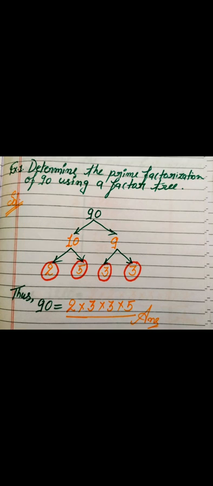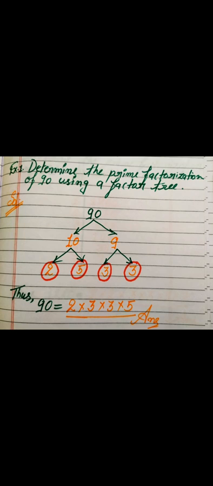Now as I have taken 10 and 9, both are composite numbers, so we will again split these. This 10 will split into 2 and 5, as 2 fives are 10, and this 9 will split into 3 and 3, as 3 threes are 9. Now as we can see, 2, 5 and 3 are all prime numbers. So we will encircle these numbers, and as now we have got all the prime factors of 90, we will write these prime factors using multiplication in ascending order, like 2 into 3 into 3 into 5. So this is the prime factorization of 90.